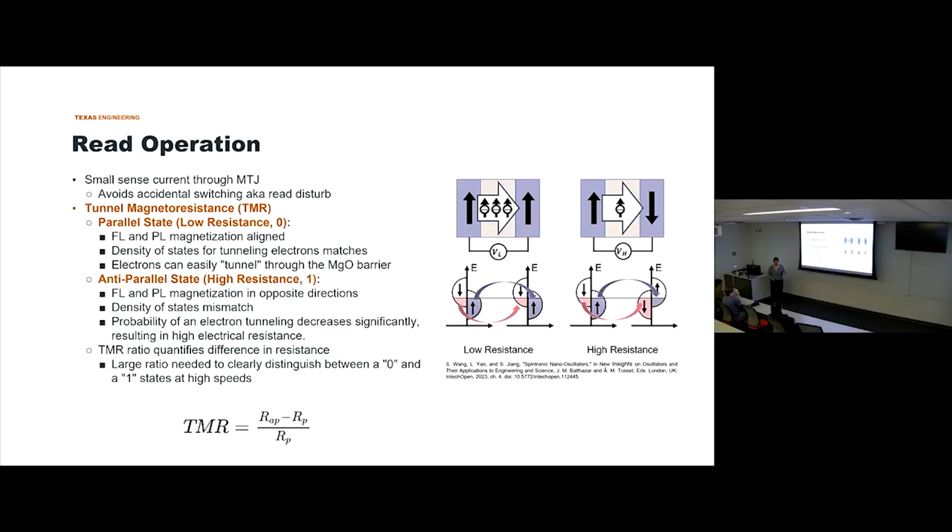In the anti-parallel state, or high resistance state, the fixed layer and the free layer magnetizations are in opposite directions. So the density of states have a mismatch, which means the probability of the electron tunneling decreases significantly, which correlates with a higher electrical resistance. The TMR ratio quantifies the difference in resistance. So a large ratio is needed to clearly distinguish between a 0 and a 1 state. And this is the equation for our TMR ratio: the resistance of the anti-parallel minus the parallel, over the parallel resistance.